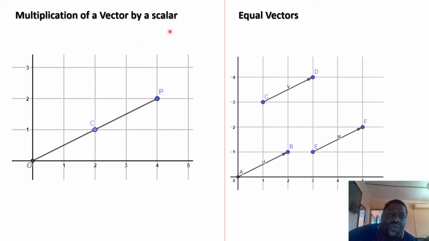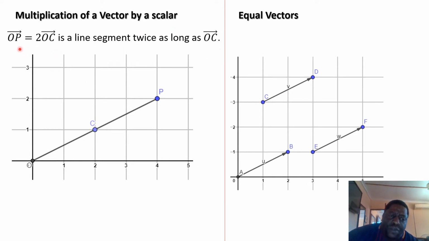Okay, so we also look at things called multiplication of a vector by a scalar quantity. So if you have vector OP and you say vector OP is equal to twice vector OC, you can see that the line segment is twice as long as OC. All right, so twice as long as that. So basically you can see that that 2 is a scalar multiple.